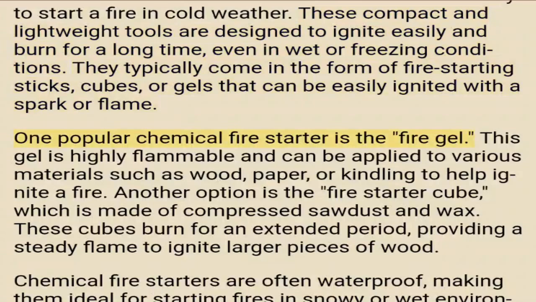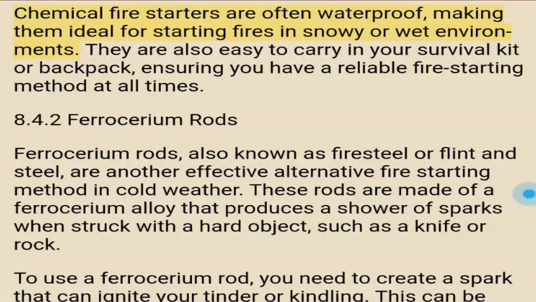One popular chemical fire starter is the fire gel. This gel is highly flammable and can be applied to various materials such as wood, paper, or kindling to help ignite a fire. Another option is the fire starter cube, which is made of compressed sawdust and wax. These cubes burn for an extended period, providing a steady flame to ignite larger pieces of wood. Chemical fire starters are often waterproof, making them ideal for starting fires in snowy or wet environments. They are also easy to carry in your survival kit or backpack, ensuring you have a reliable fire starting method at all times.